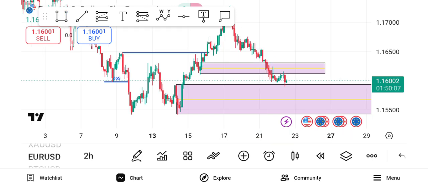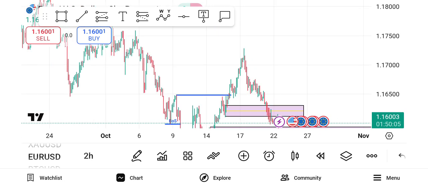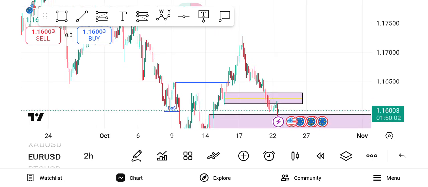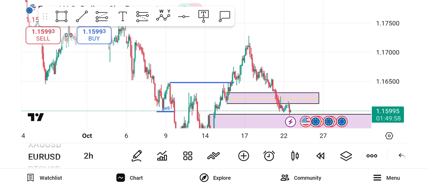In everything it has a different name. You can call it an order block, you can call it a demand zone, anyone. Just the main thing is to make money from the market.